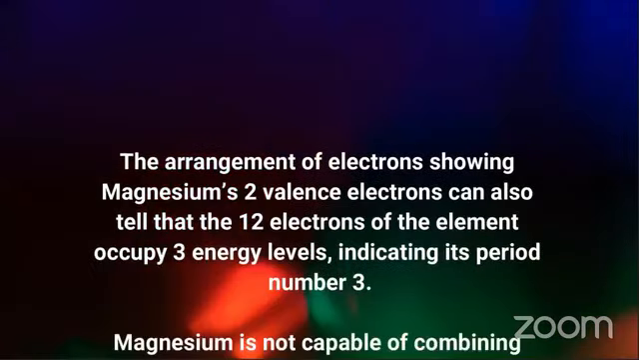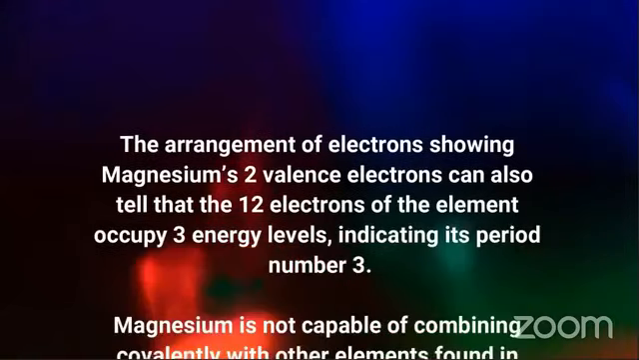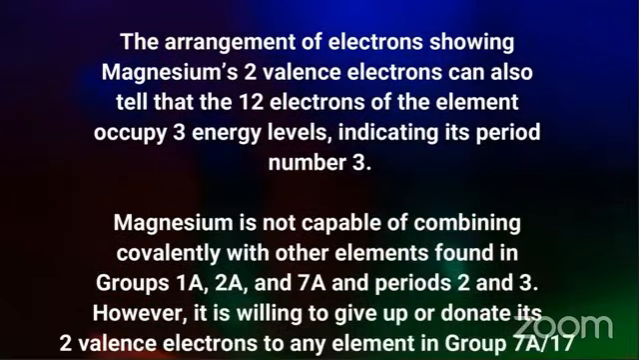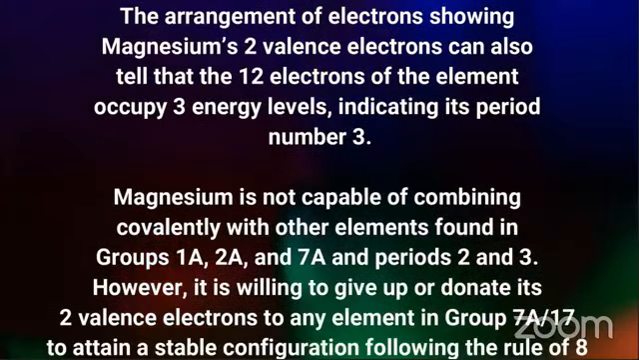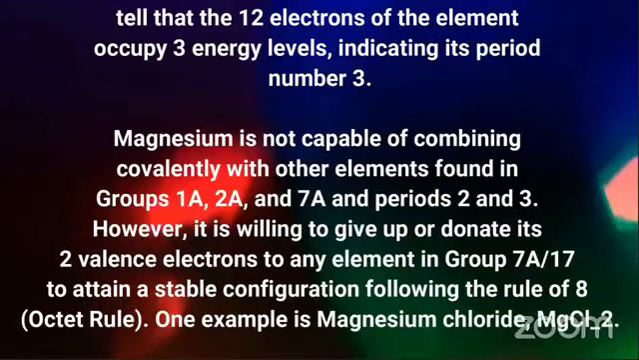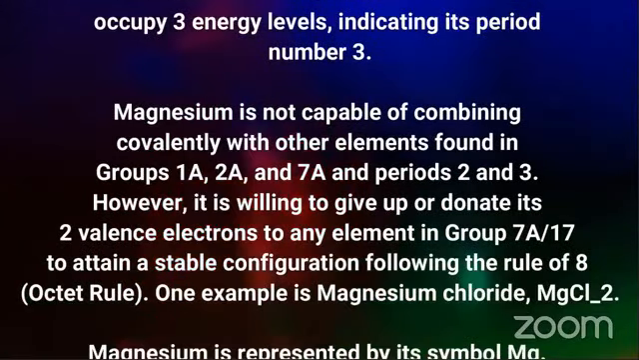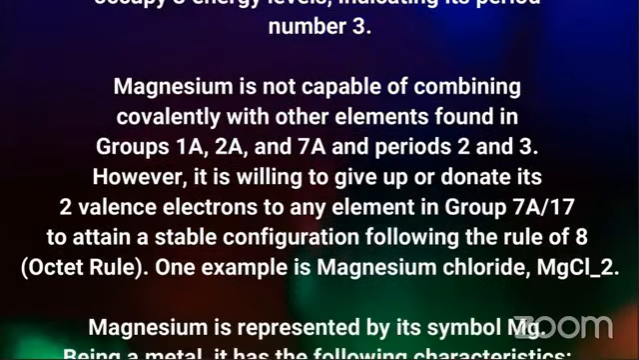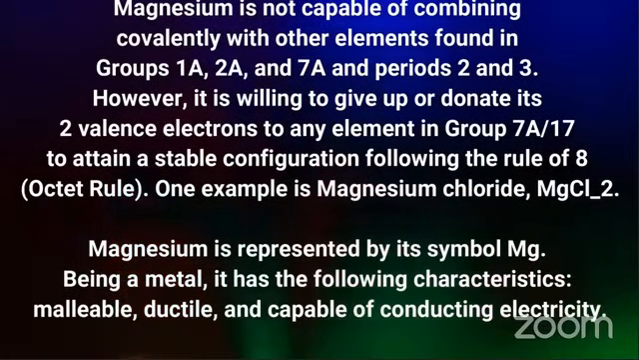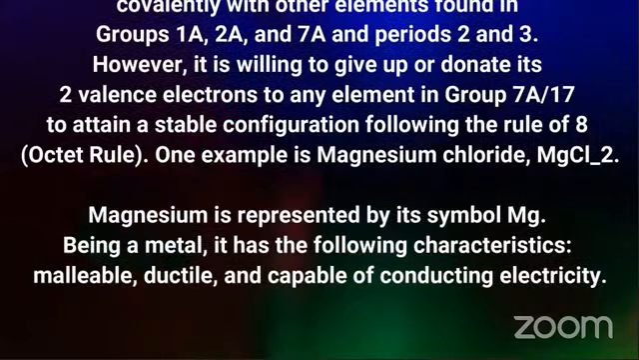Magnesium is not capable of combining covalently with other elements found in groups 1A, 2A, and 7A in periods 2 and 3. However, it is willing to give up or donate its two valence electrons to any element in group 7A or 17 to attain a stable configuration following the rule of 8 or octet rule. One example is magnesium chloride, MgCl2.